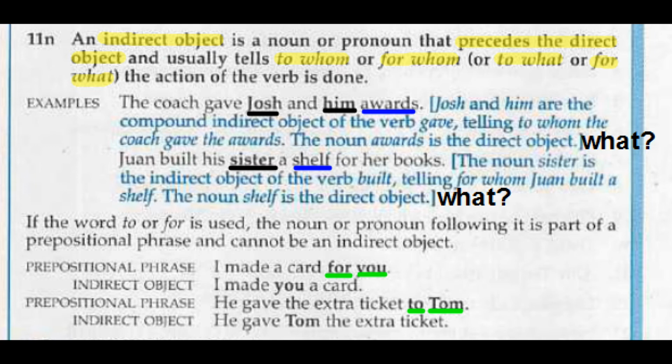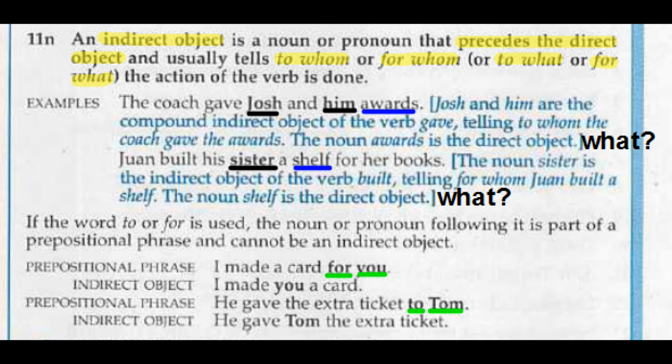Now I just want to remind you that not every sentence has an indirect object. It could just have a direct object, but you will never have an indirect object without a direct object. Okay, let's go down further and mark up the difference between prepositional phrases and indirect objects.